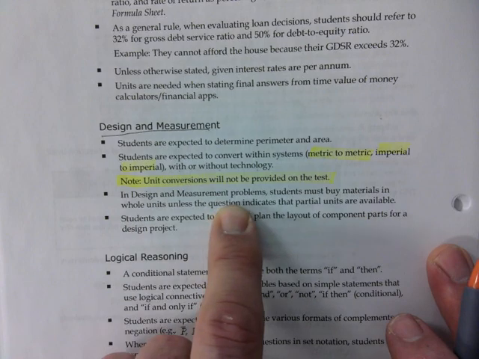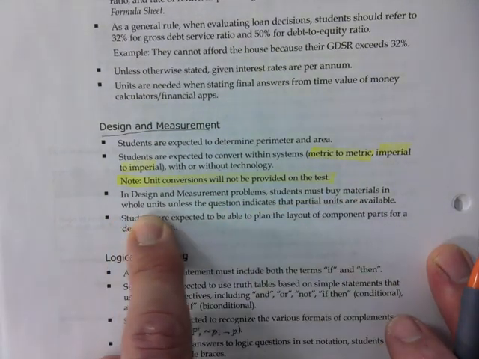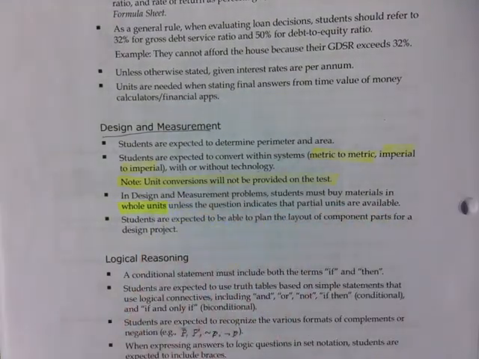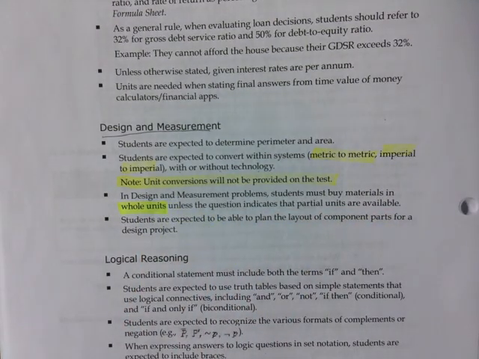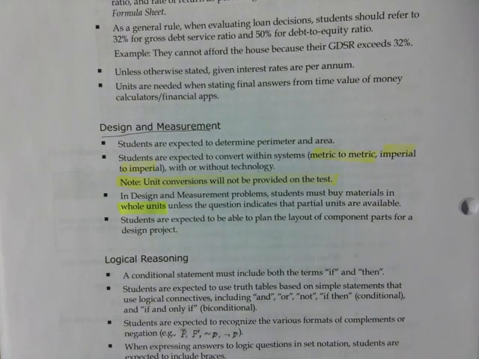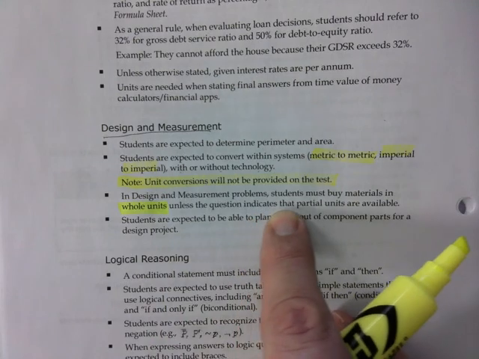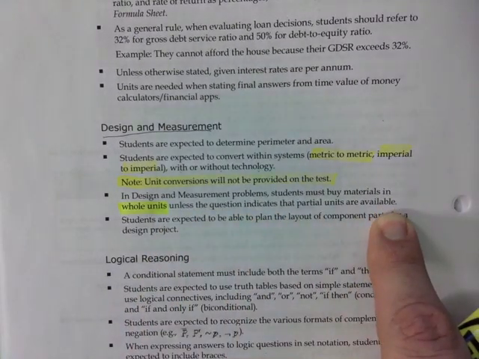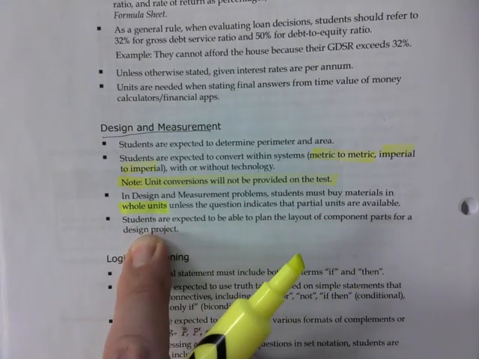Note here, in design and measurement, students must buy materials in whole units. I will add that in your notes, so don't worry about it. But when you buy stuff, you can't buy partial, be it square yards of carpet, cubic yards of soil, whatever. You have to always go whole units before you do your cost, unless the question indicates that partial units are available. So again, they will say, hey, you can actually buy partial, but if not, then we're always assuming whole units.